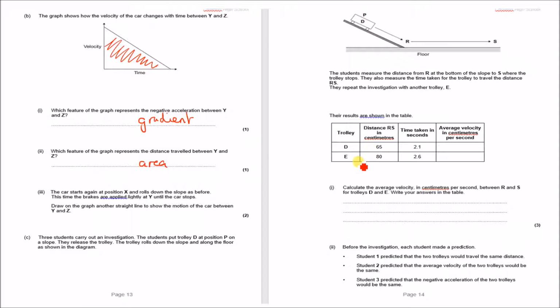Okay, the next question, there's a lot of information about a particular practical. It says calculate the average velocity in centimeters per second between R and S for trolleys. Write your answers in the table. Okay, so velocity, we're just going to use speed is equal to distance divided by time. So the distance is 65, and we're going to divide that by 2.1, and that will give us 30.95, and the other one is going to be equal to 80, and we're going to divide that by 2.6, and that is going to be equal to 30.78.